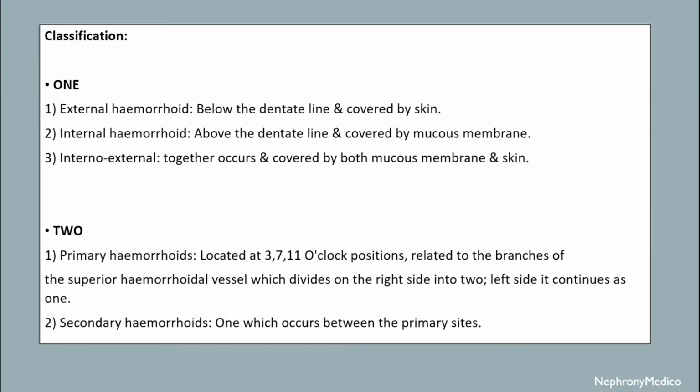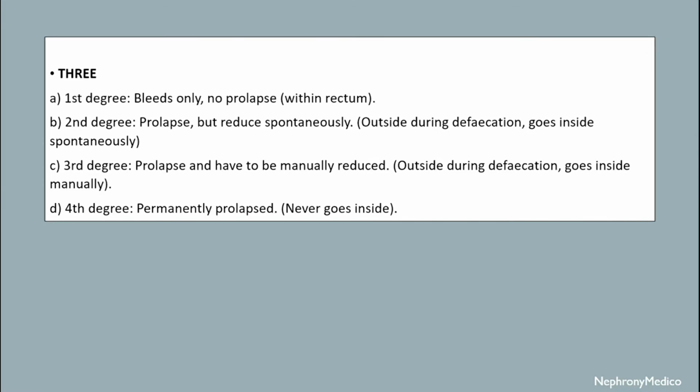Classification. One classification is external hemorrhoid, internal hemorrhoid, and internal-external hemorrhoid. Second is primary hemorrhoid and secondary hemorrhoid. And the third one is first degree, second degree, third degree, and fourth degree.